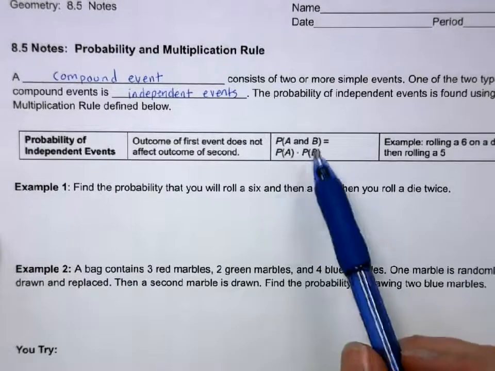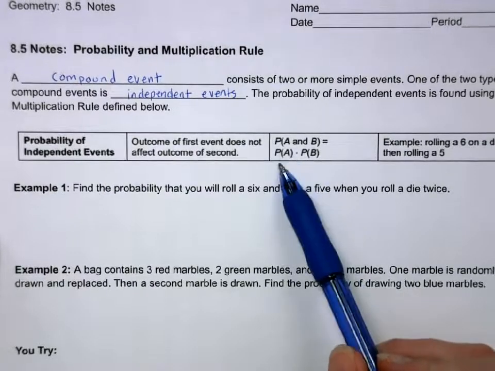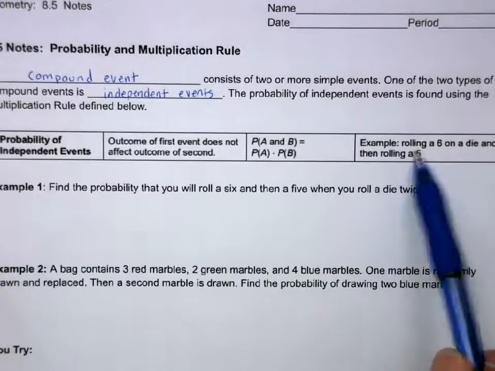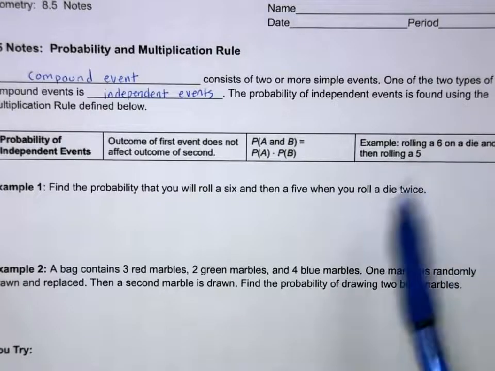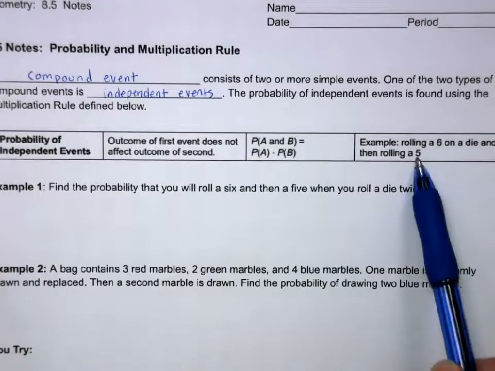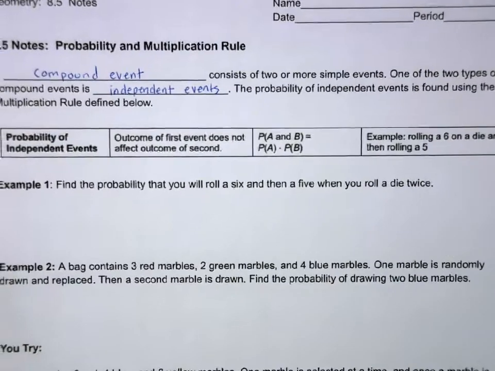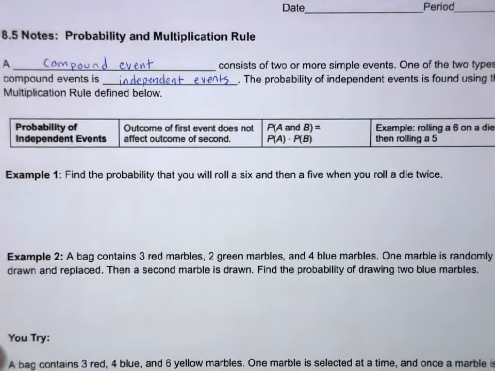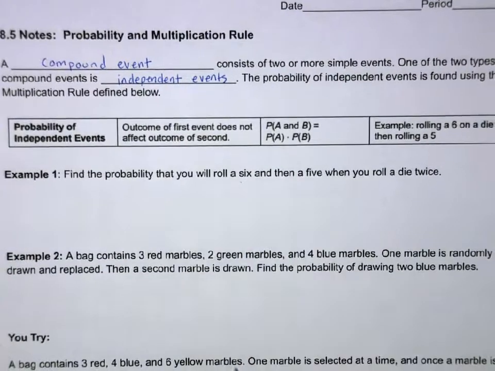In order to find that probability, you are simply going to have the probability of the first times the probability of the second. An example of which is rolling a 6 on a die, and then rolling a 5. It doesn't matter what happened here, it doesn't affect the second roll. Okay. So let's find that probability. Find the probability that you will roll a 6, then roll a 5.